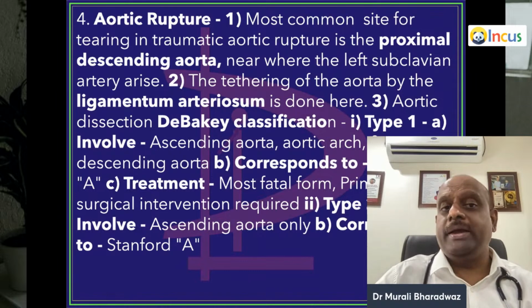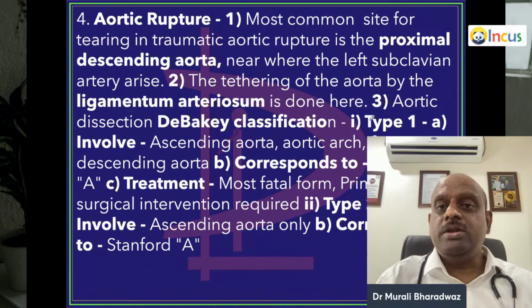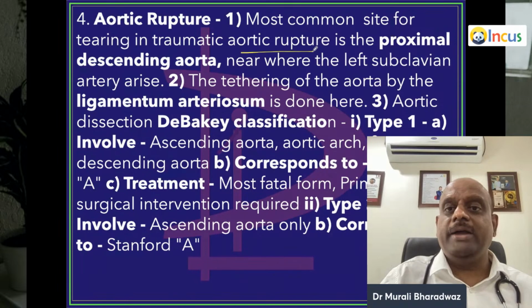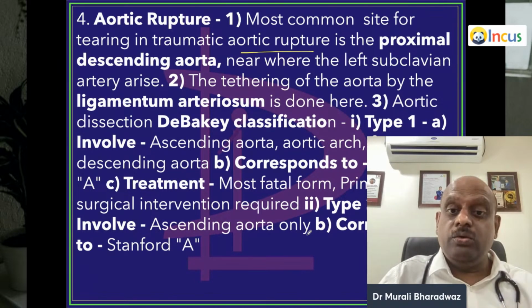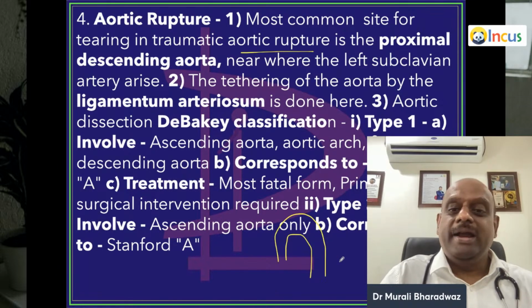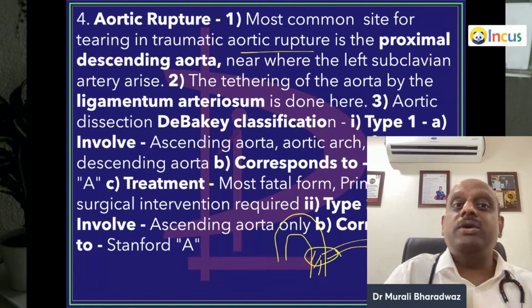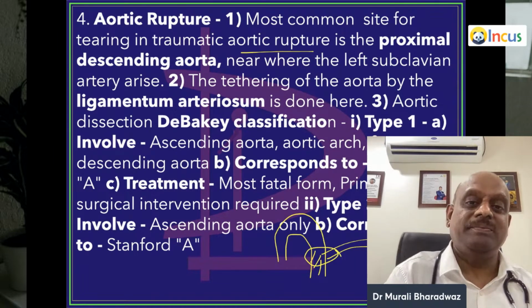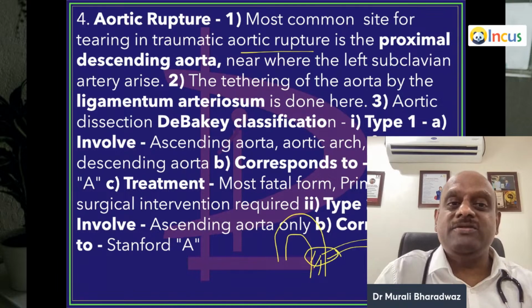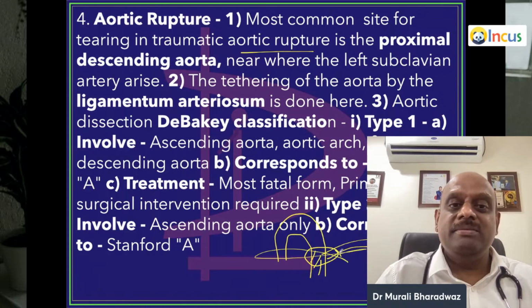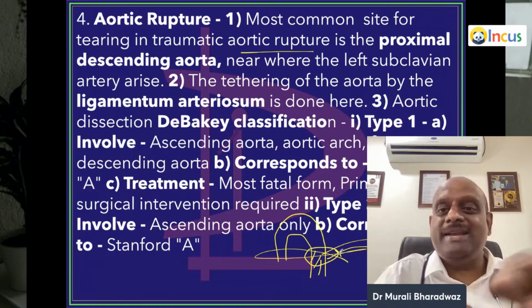Now comes the next topic, aortic rupture. What is the most common site for the aortic rupture? You know, ascending aorta, arch of aorta become descending aorta. It is the proximal part of the descending aorta where the subclavian artery arises. That is the point where the aortic rupture most commonly happens, because this is the place where the ligamentum arteriosum is, and there is a tethering of the aorta.